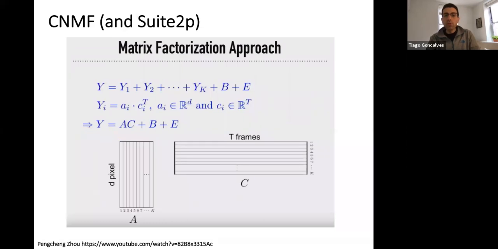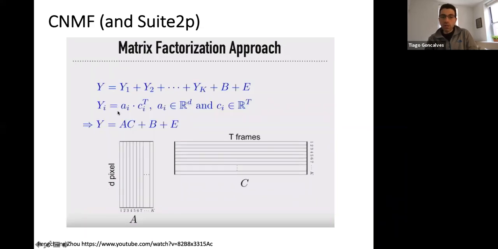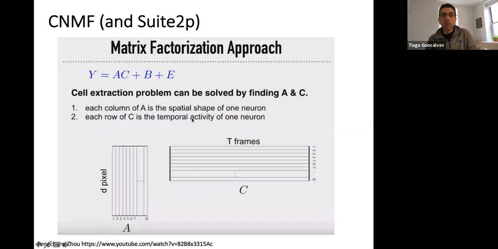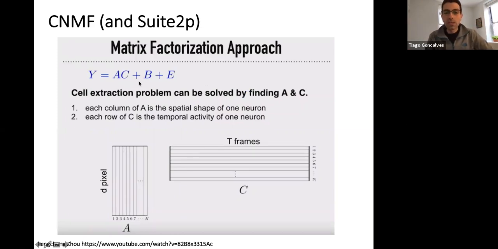And this matrix factorization approach is basically you create these 2 matrices and you solve this equation: Y, your data, equals AC, where A is the spatial shape of your neurons, C is the temporal activity of one neuron, plus the background, plus noise, which is E. And what you're going to be doing is solving the cell extraction problem, which can be solved by finding A, the shape of your neurons, and C, the temporal activity. CNMF basically just solves this equation for A and C.